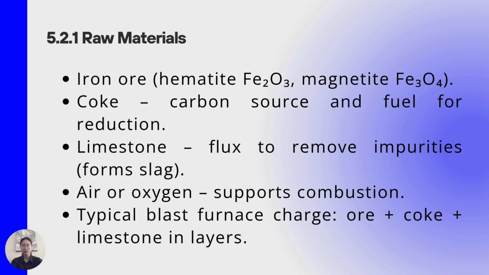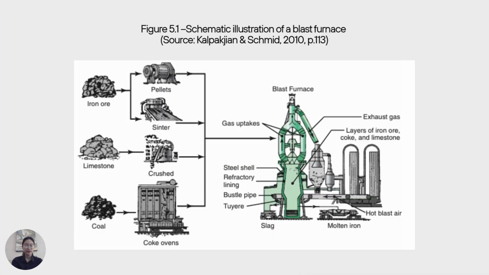Next, we have limestone, which serves as a fluxing agent. As the ore melts, impurities such as silica and alumina combine with the limestone to form a molten slag, which floats on top of the iron and can be easily removed. Finally, hot air, preheated up to about 1000 Celsius, is blown into the furnace from the bottom through tuyeres. This provides the oxygen necessary for the combustion of coke and the generation of reducing gases that drive the entire process. Figure 5.1 shows an illustration of a blast furnace.